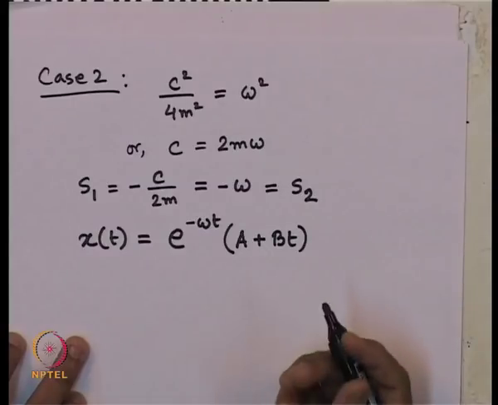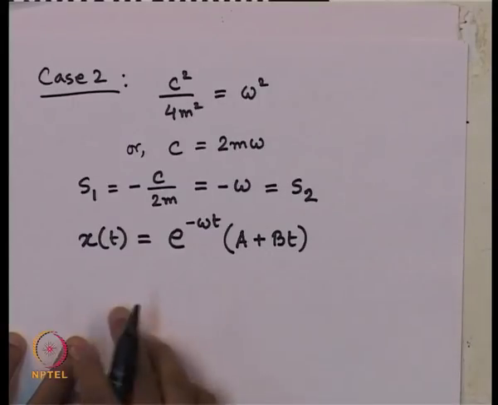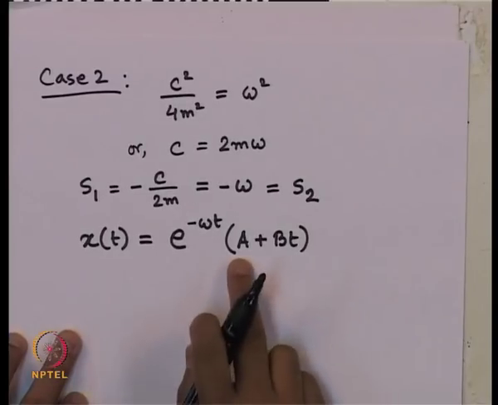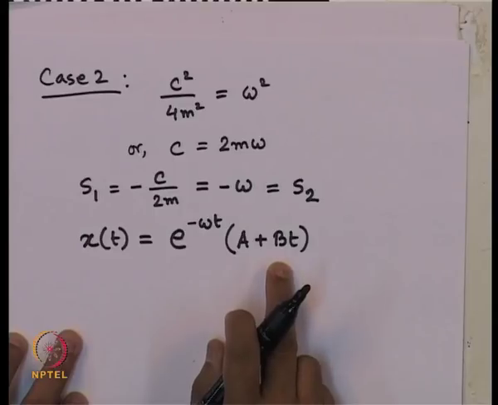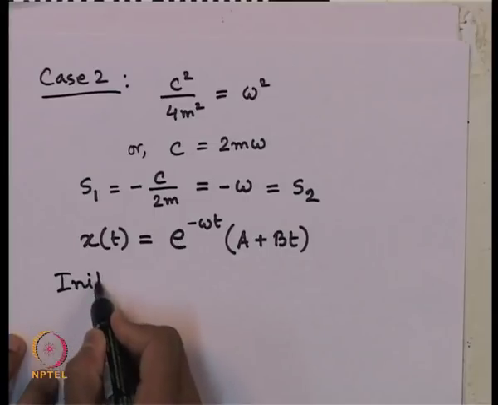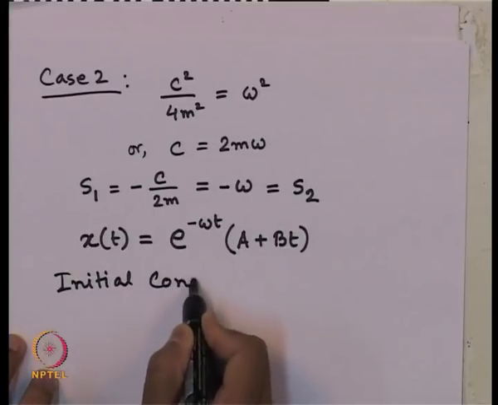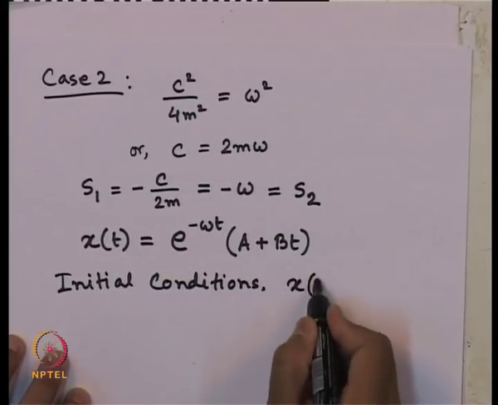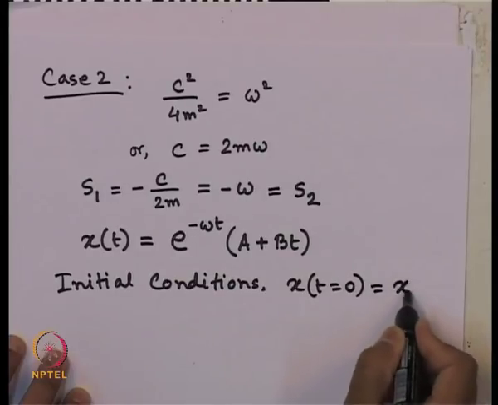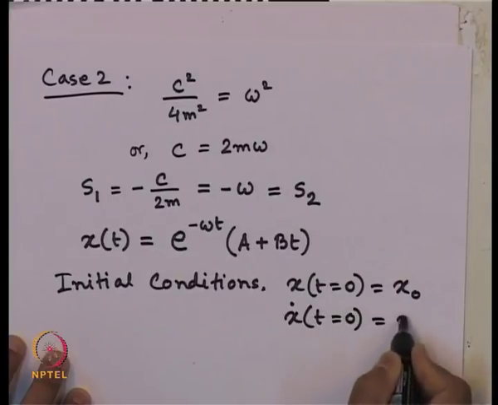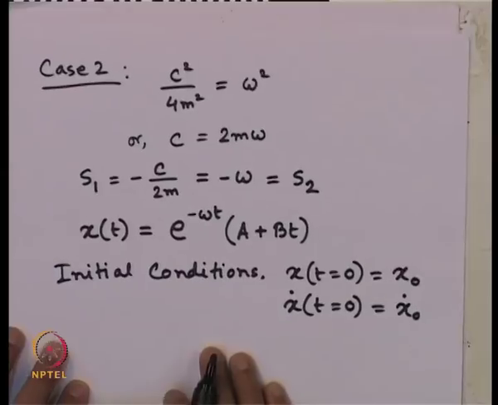So, from our knowledge of ordinary differential equations, we know that for equal, real roots, we will have a solution like this, where a and b are the constants which we have to determine from the initial conditions. Now, the initial conditions: at t equals 0, x is given as x naught, and the velocity x dot at t equals 0 is x naught dot.